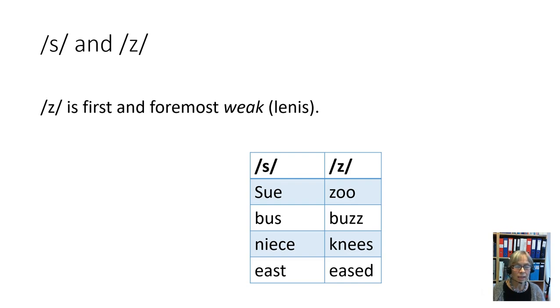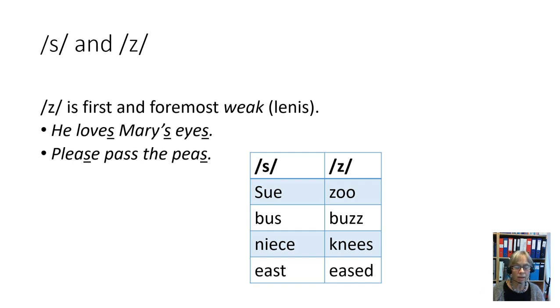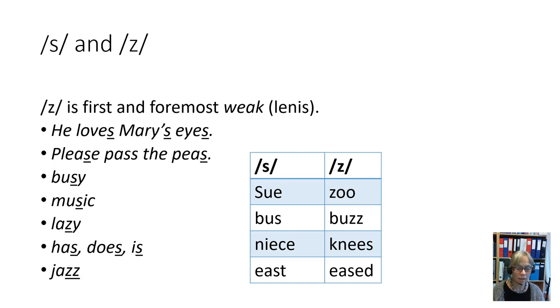The voiced Z is first and foremost weak. He loves Mary's eyes. Please pass the peas. Busy, music, lazy. Has, does, is, jazz. Don't overdo the voicing. Busy, music. You don't have to do that. Just make it very weak and a little bit of voice.